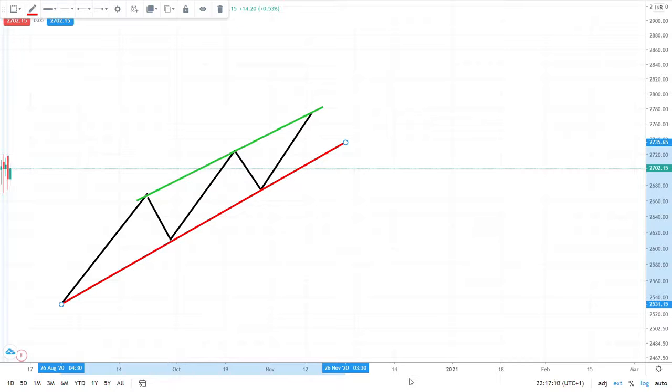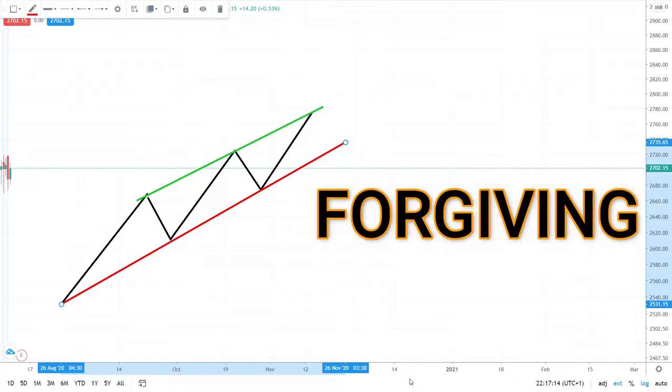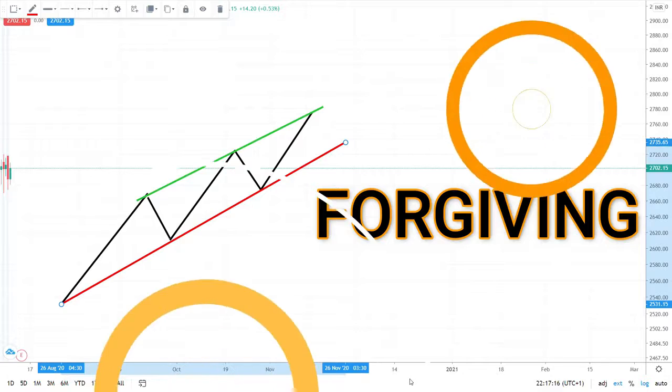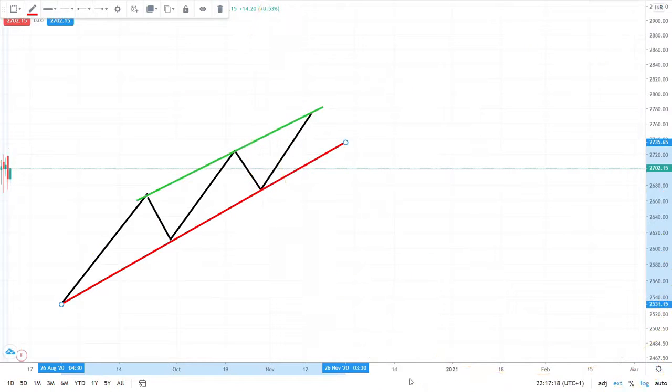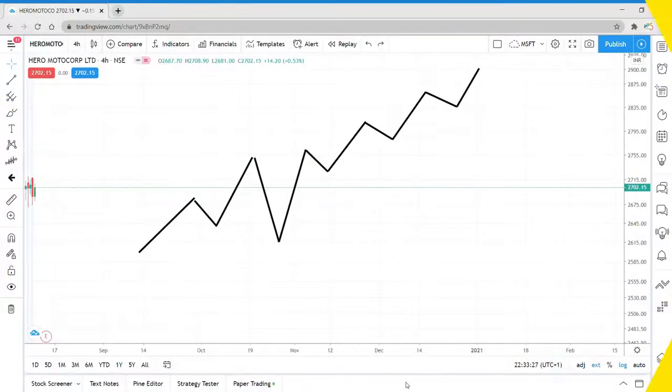Another way of plotting trend lines is by being much more forgiving. Well, I'm sure you have understood nothing. What it means is that you don't have to plot the lines exactly, but try to plot the areas with the most highs connecting. Take a look at this trend.